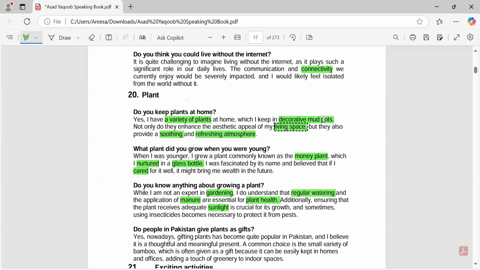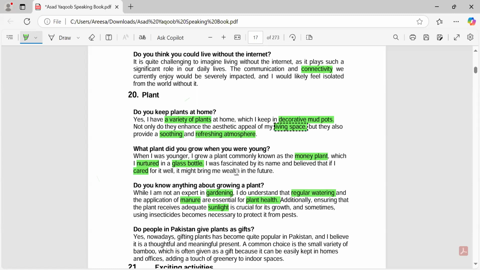So one way is to talk about mud pots. Sometimes we can use a glass bottle, so we can also use this word. I was fascinated by its name and believed that if I cared for it well, it might bring me wealth in the future.